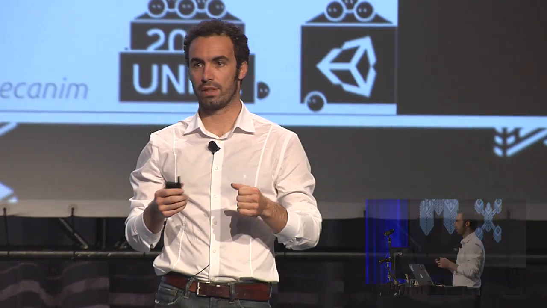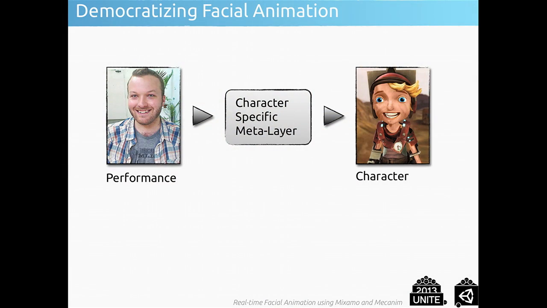I want to go back to this aspect of having this meta layer, character specific, that we left open. So it will be very easy for you guys, even after recording the performance, to go there and tweak those values and exaggerate those poses, even after the performance of your actor has been recorded. So there's no need to re-record that.